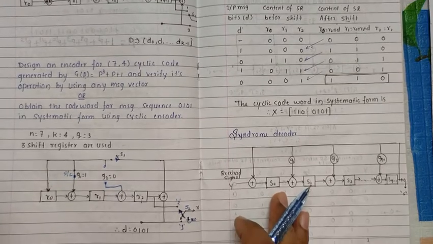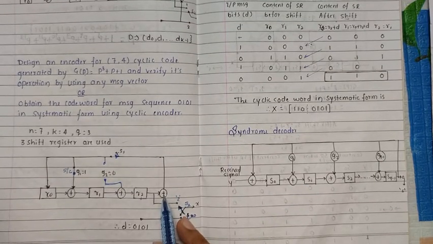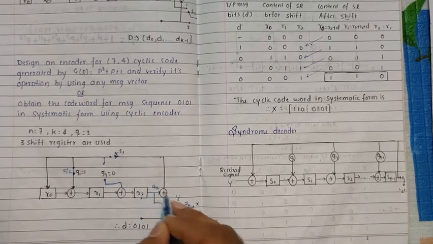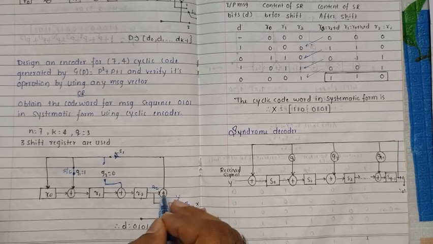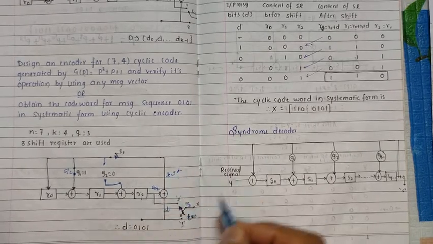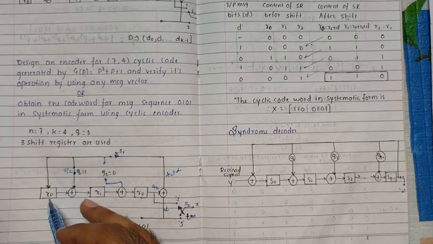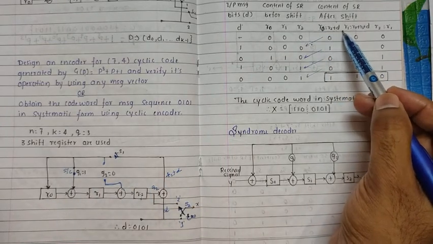The output of this XOR gate is nothing but its two inputs. The first input is this R2, and the other input is D. So the output of this XOR gate is R2 plus D, and R2 plus D will be routed into R0. That's why I have written the value of R0 here as R2 plus D.